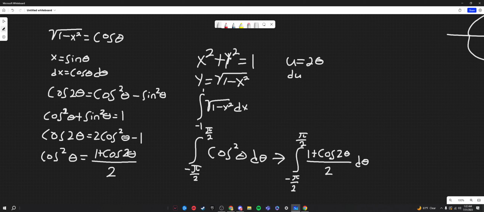That makes du equal to 2 d theta, and of course we want to solve for d theta, so we'll divide by 2 on both sides. We get du over 2 equals d theta.